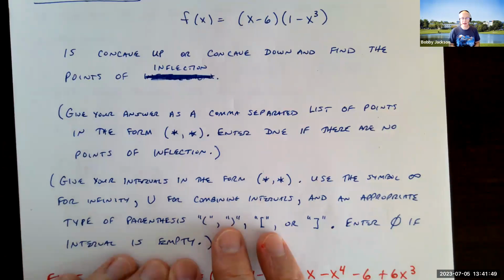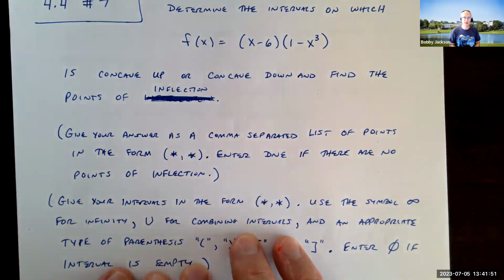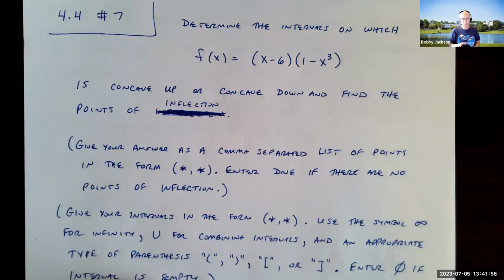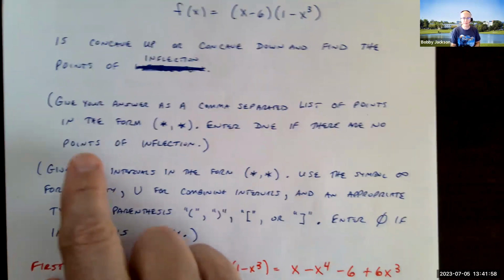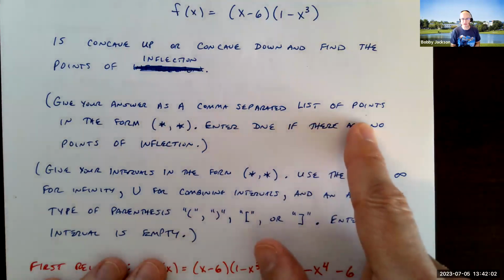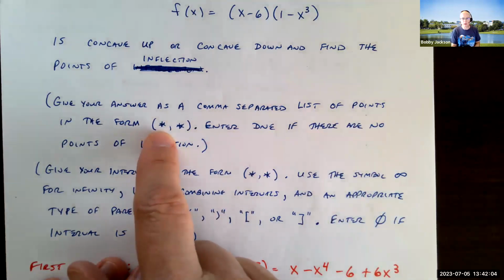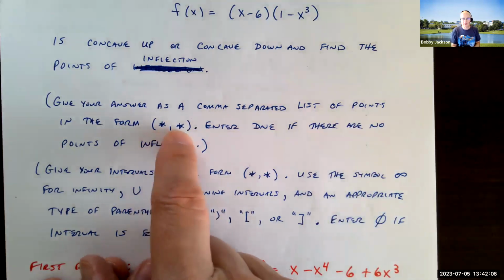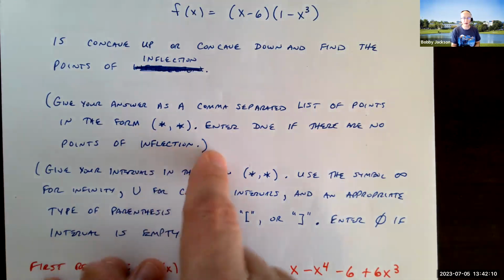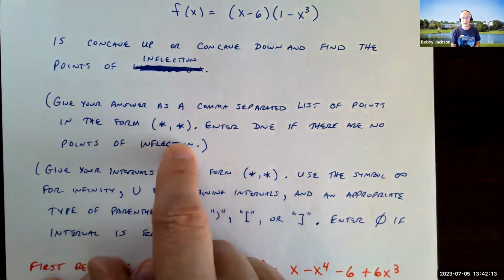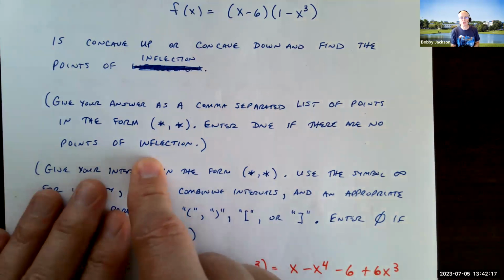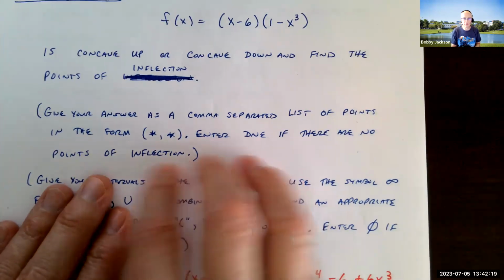I copied some of them down, so you want to pay close attention in these sections, 4.4, 4.3, where you're given a lot of information and they want it in a certain format. When it comes to the points of inflection, you're going to give your answers as a comma-separated list of points in the form (X, Y). Basically, the asterisks are the numbers you fill in. If you have more than one point, you separate them by a comma. Enter DNE if there are no points of inflection. So that's real important to understand for points of inflection.